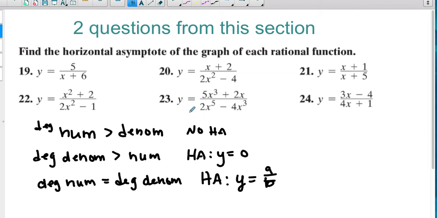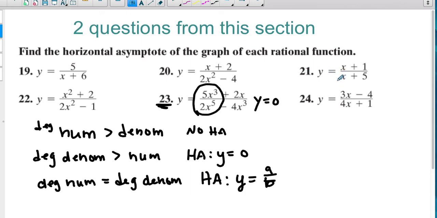All right, so real quick, let's take a look at 23. You have 5x cubed is the leading term in the numerator. 2x to the fifth is leading in the denominator. So all you do is inspect these two. 5 is greater than 3. So that means that the degree of the denominator is greater than the degree of the numerator. And if the degree of the denominator is greater than that of the numerator, then you have y equals 0. So you have a horizontal asymptote of y equals 0.